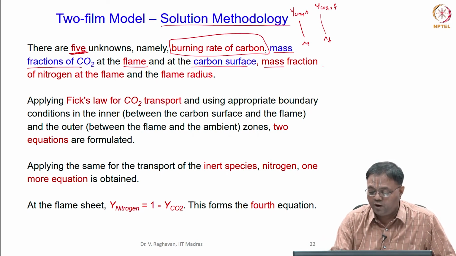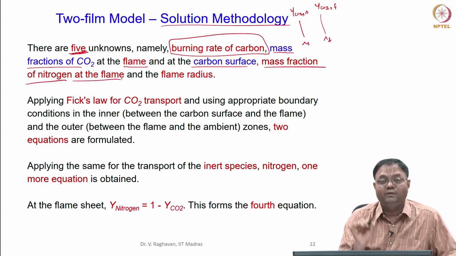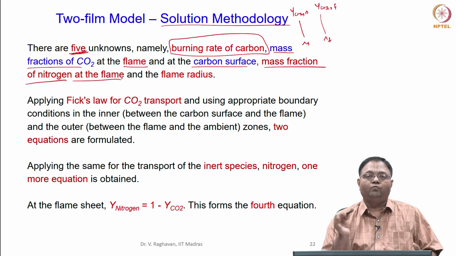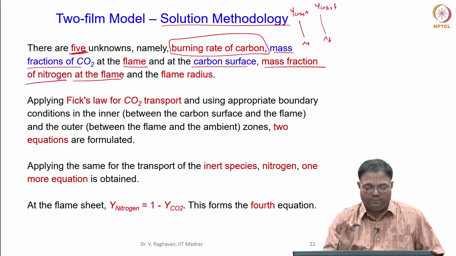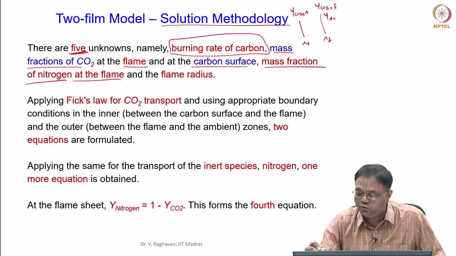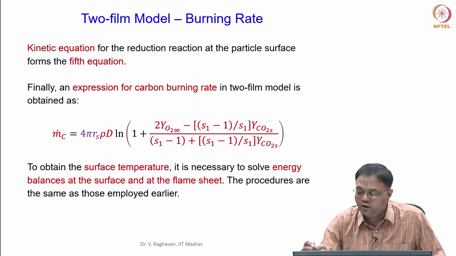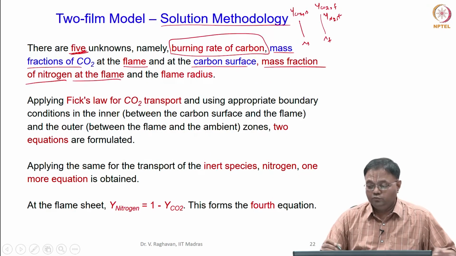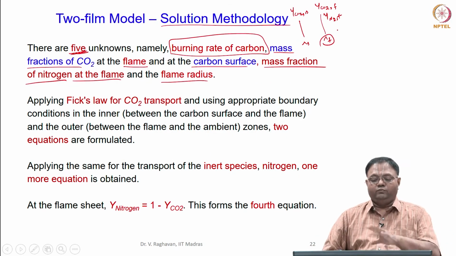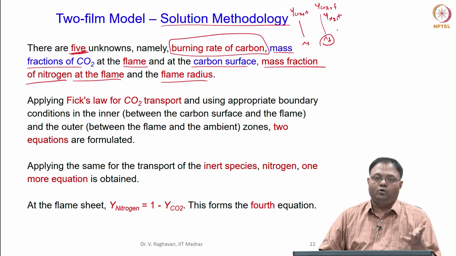Similarly, the mass fraction of nitrogen at the flame. Please understand, nitrogen is an inert species that will also penetrate everywhere. So, what is the value of nitrogen at the flame? Here in the flame again, YN2 at the flame, I want this. So, these two I want, then the flame radius itself is unknown. So, these are the 5 unknowns I want to solve.